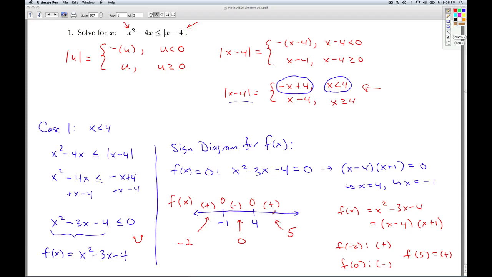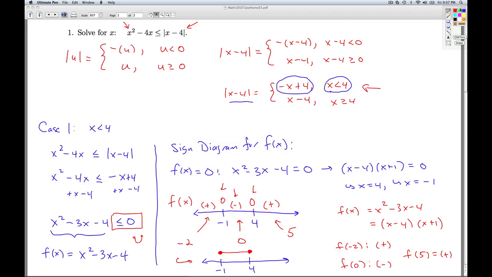All right, so what's this sign diagram tell me? I'm looking for where f of x is less than or equal to 0. So less than or equal to 0 would be the zeros, along with any place it's negative. And so I momentarily get, for my answer, I'll draw it out on the number line here, negative 1, 4. Everything between negative 1 and 4, including negative 1 and 4.